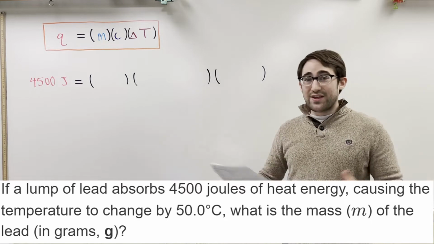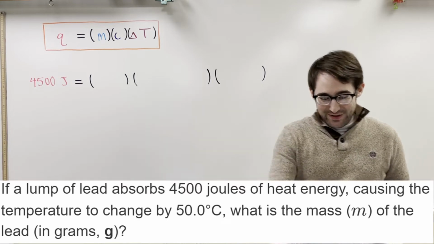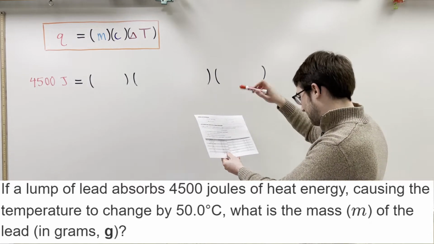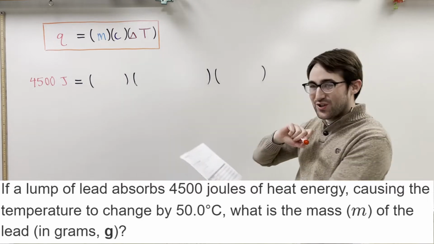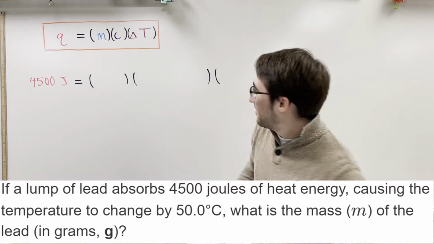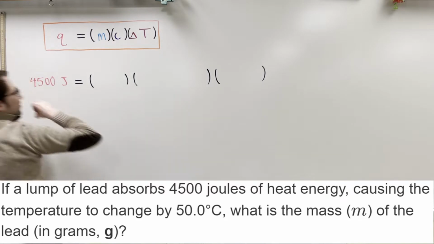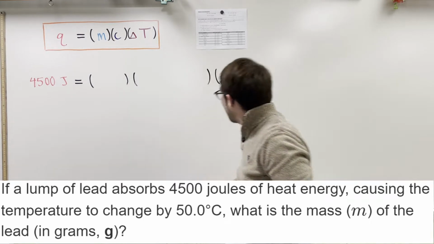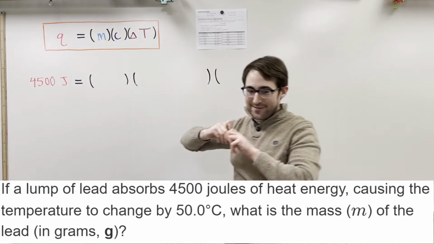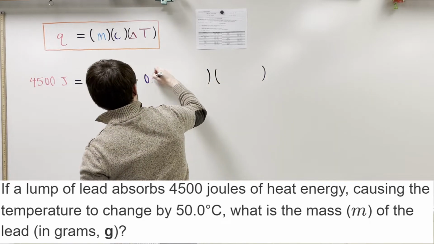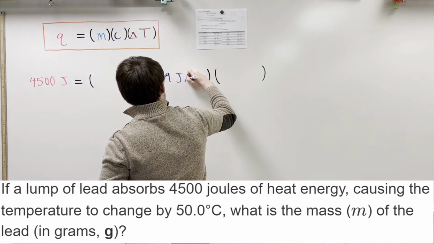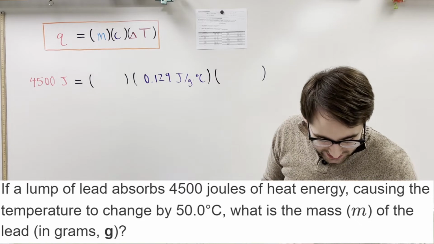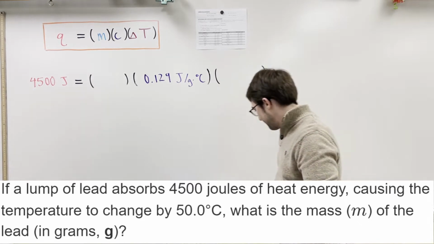Okay, now they told us what the material is made of. It's made of lead. So if I go find lead's specific heat capacity, there it is. It's 0.129 joules per gram degree Celsius. I'm going to stick that right up there so it's there for me. Okay, so I can plug in that specific heat capacity. That's C. 0.129 joules per gram degree Celsius. Cool. Okay. Its temperature changed by 50 degrees Celsius.